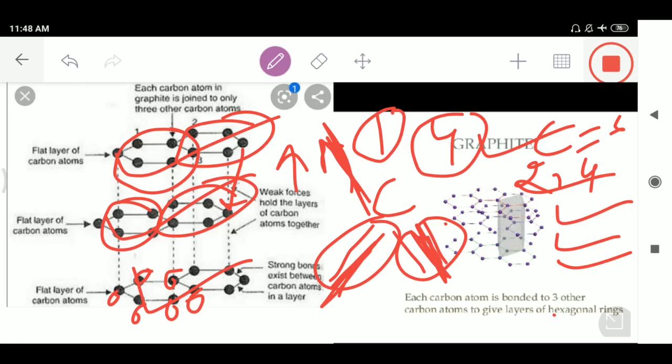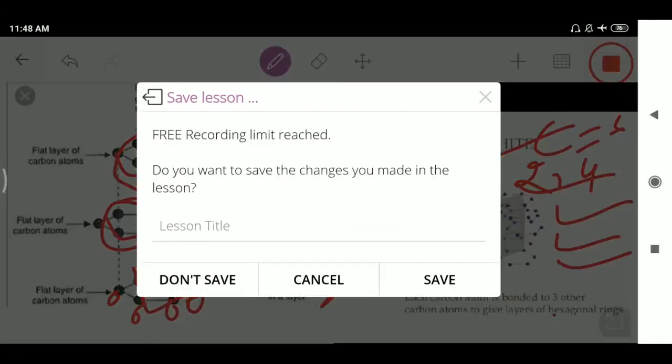And this was actually the structure of graphite. Hope you people have enjoyed this. In the next video lecture we are going to discuss another allotrope of the carbon, that's Buckminster fullerene.